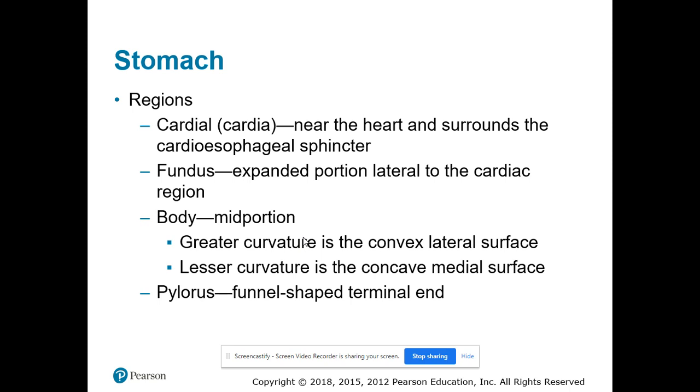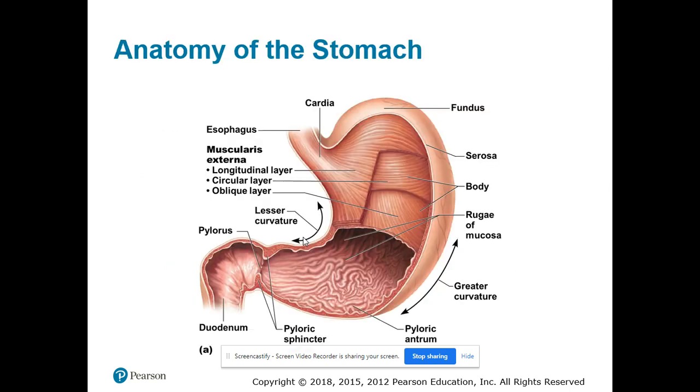And then the last part of the stomach is your pylorus. This is a funnel-shaped terminal end. So if we're looking at it, your pylorus is right here at the end, and that's where you're going to find your pyloric sphincter. Now remember, sphincters are similar to valves.